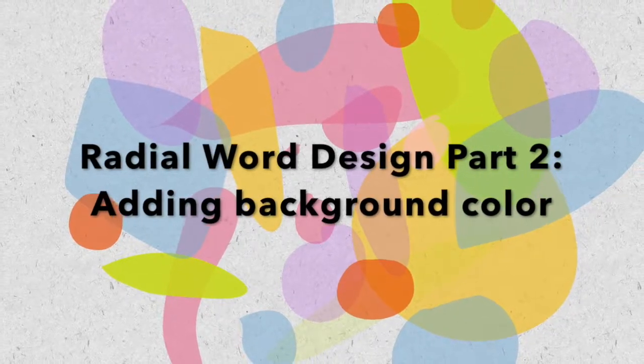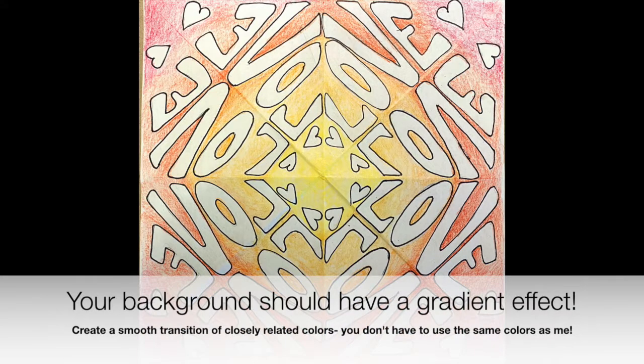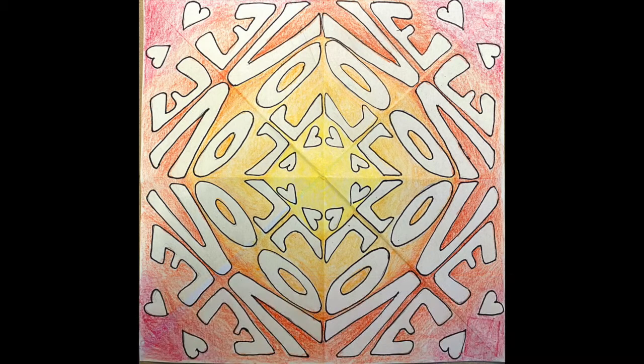Hi, I'm Ms. Lavodi, and today I'm going to show you how to add background color to our radial word design. We're going to create a gradient with colored pencil. This is the effect that we should have at the end of this tutorial. Your background should have a smooth transition of closely related colors.